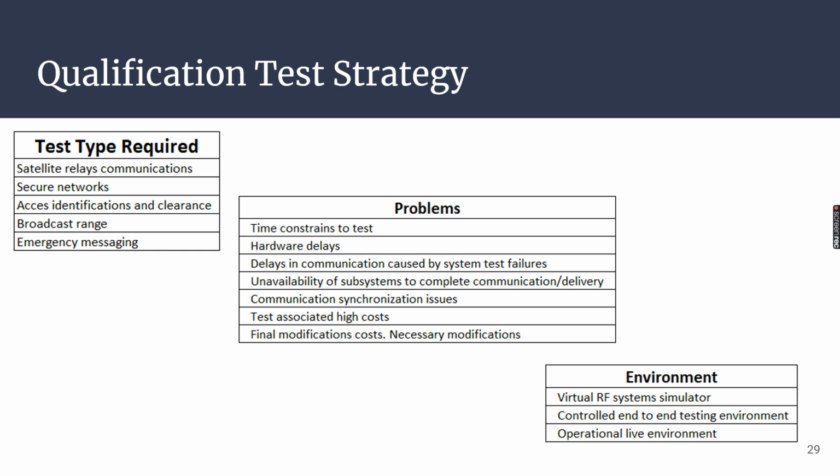The end-to-end might be used for testing pre-launch by scheduling test time to verify correct antenna positioning. And number 3, operational live environment, which is testing the capsule and rocket communication systems live during the first launch for final system integration.